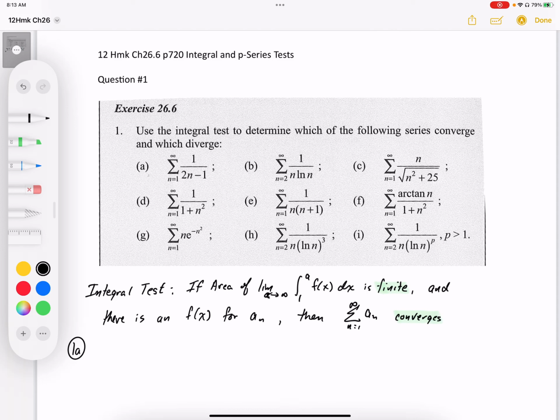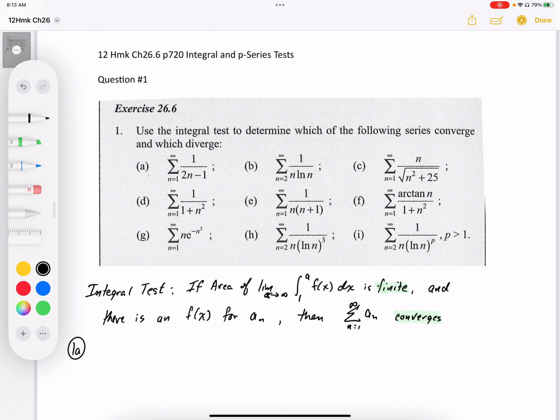The integral test states that if the area under f of x from 1 to infinity is finite, and there is an f of x continuous function for the sequence an, then if the area is finite, they behave the same, so the series of an must converge.